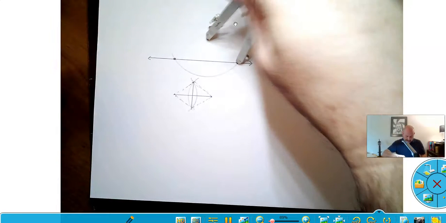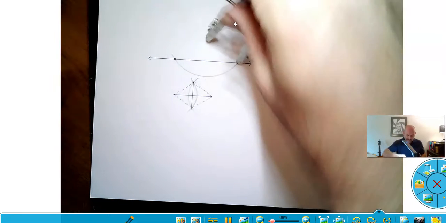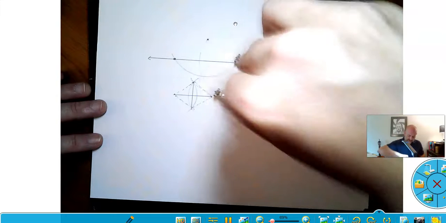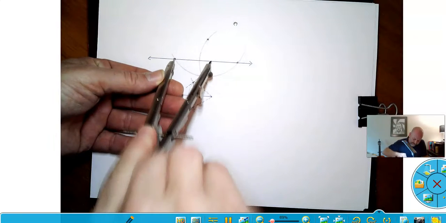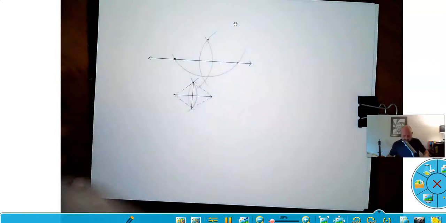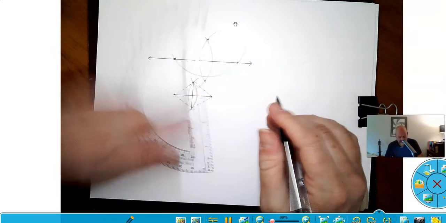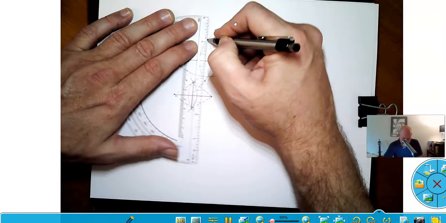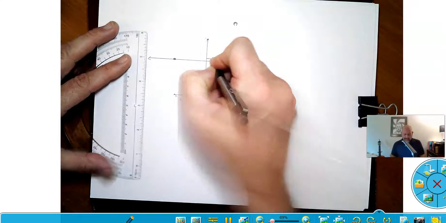And what I'm going to do is keep this distance that I just marked off, and I'm going to mark it this way also. And then I'm going to come from this point here and mark this distance once again. Right? And this point right here is my other point. And so now I can draw my perpendicular through that point.